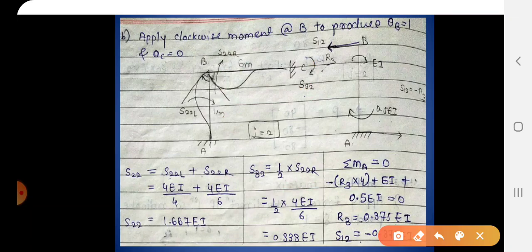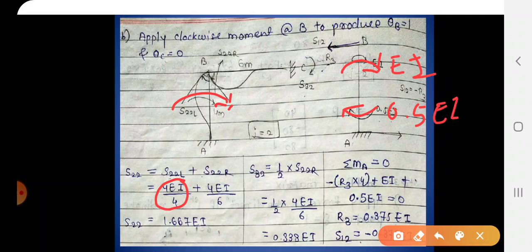So till now it is okay. Now we have to find out S12 again. So what will it be? It will be the force in the horizontal direction. Therefore, consider, as we have applied a moment at B, you can see in the diagram, this is 4EI by L. So this becomes EI, 4EI by 4, that is EI. And as end A is fixed, it will be carried over half, that is 0.5 EI.